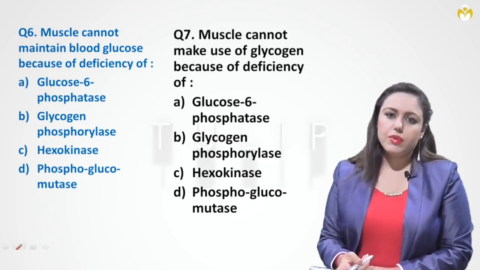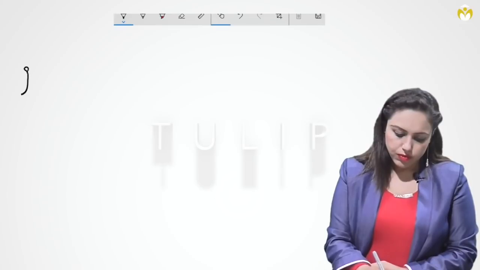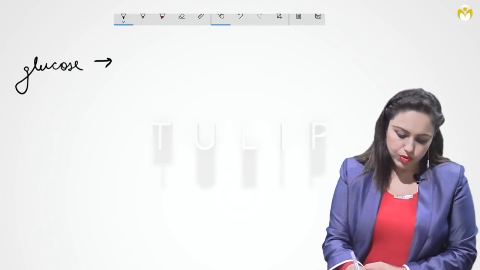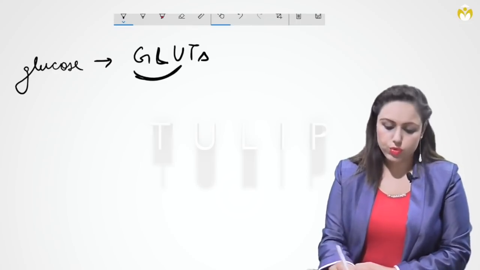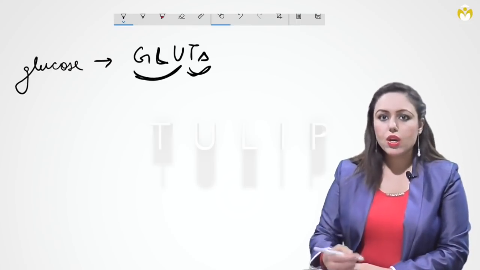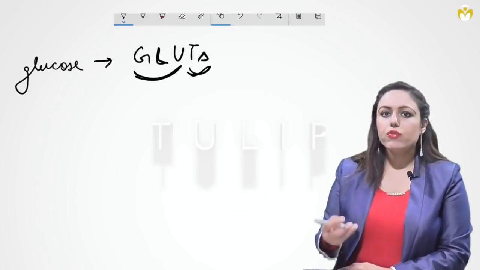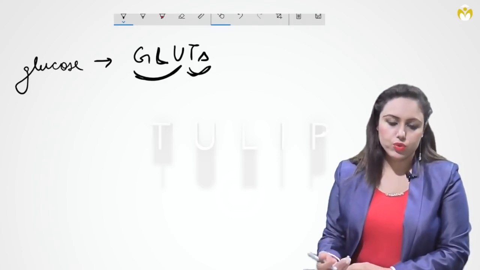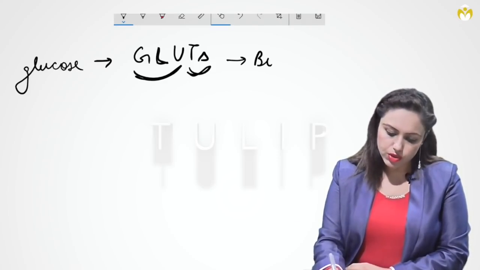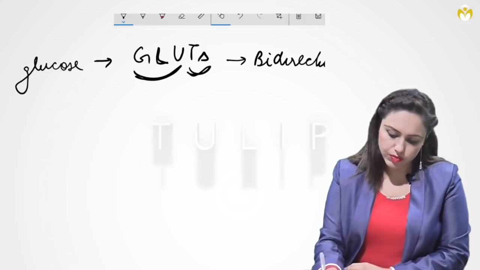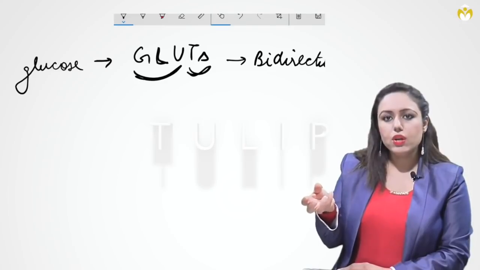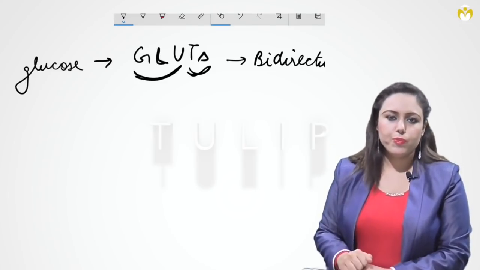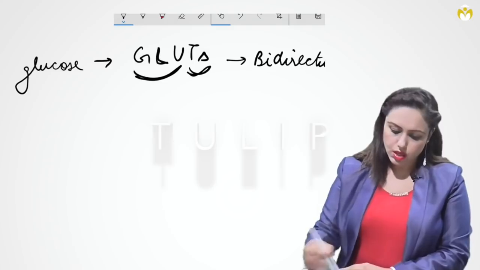Before discussing them, let's see some basics. For the transport of glucose, we have GLUTs, that is GLU stands for glucose, T stands for transporters. These are glucose transporters which are mainly present in our body for glucose transport, and these GLUTs are bidirectional. Bidirectional means when glucose will enter a cell via GLUT, then it can come out also, but we don't want that.